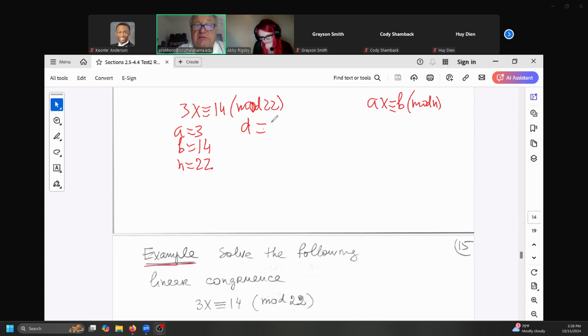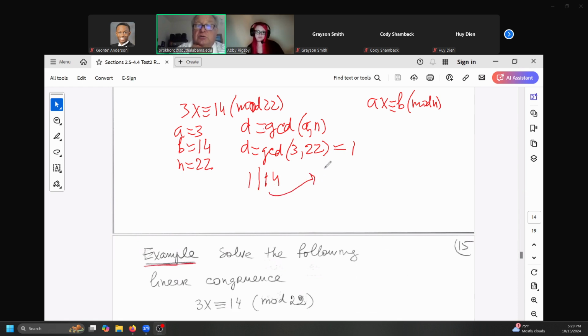So now we need to find d. This you need to memorize. It is the greatest common divisor of a and n. So d equals the greatest common divisor of 3 and 22, and the greatest common divisor is 1. Now we take b, so 14. I divide by 1, and we say it's divisible. So what can we say about this? One solution exists. Now we need to find the solution.